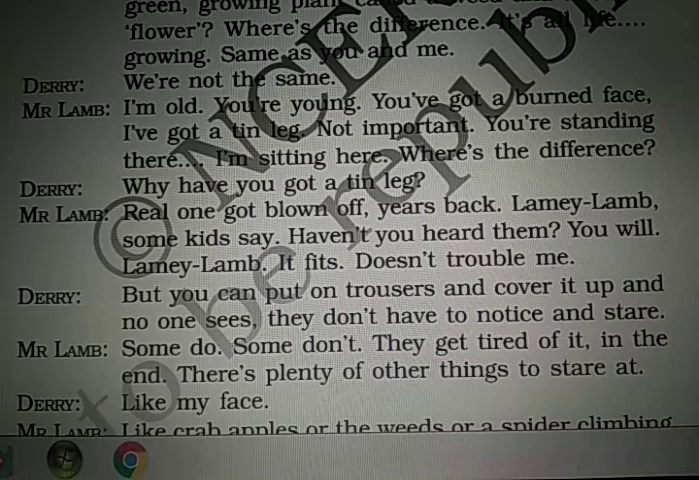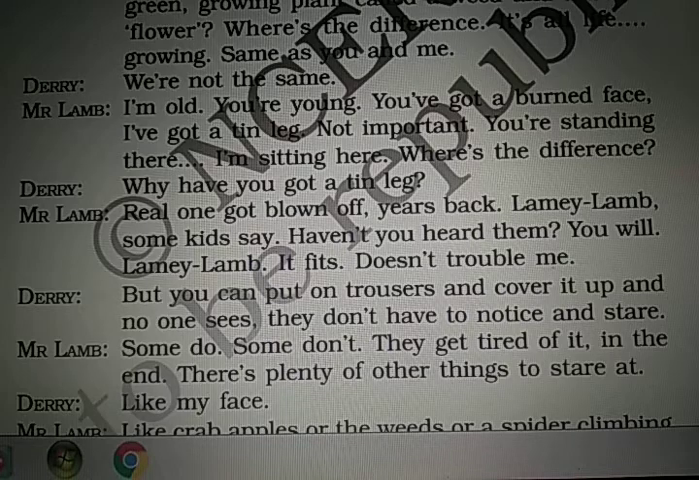Not important. You are standing there, I am sitting here. You can stand, I can sit, because I am not having one leg. Where is the difference? Now Daddy asked him, why have you got a tin leg? Mr. Lamb replies, real one got blown off years back. Blown off means to get forcibly disconnected by use of firearm or bomb. It means he had his leg disconnected due to some explosion of a bomb.